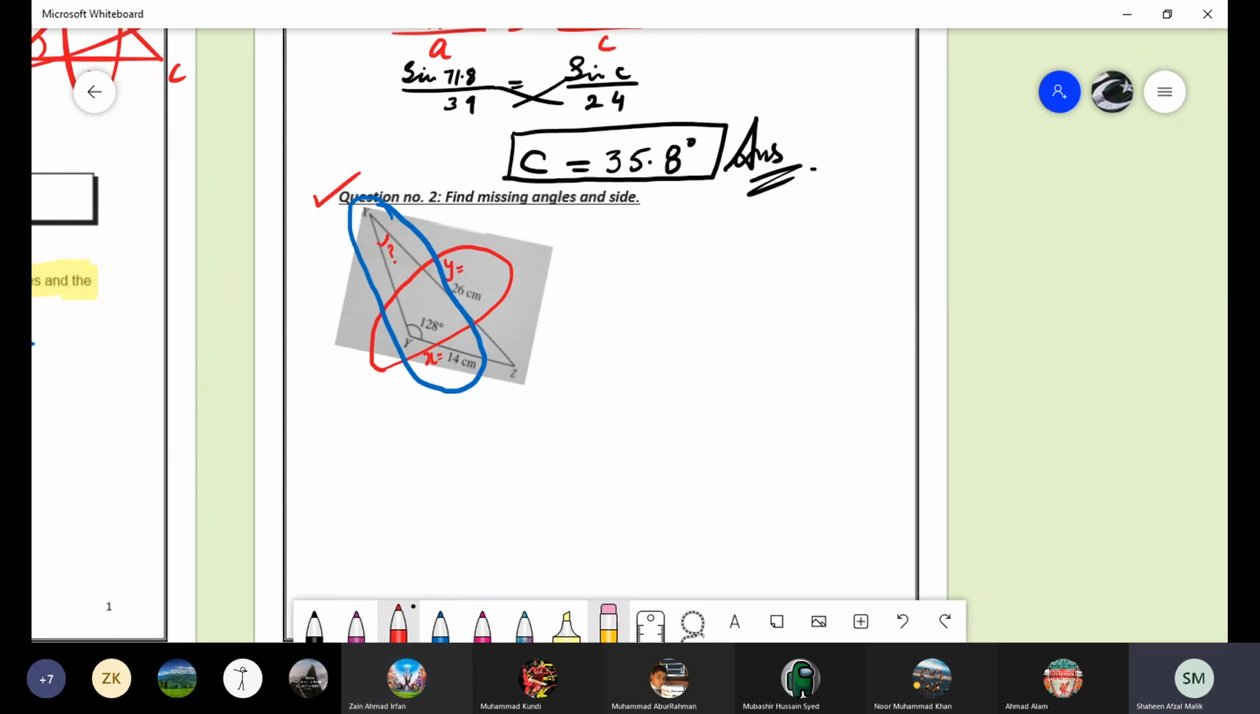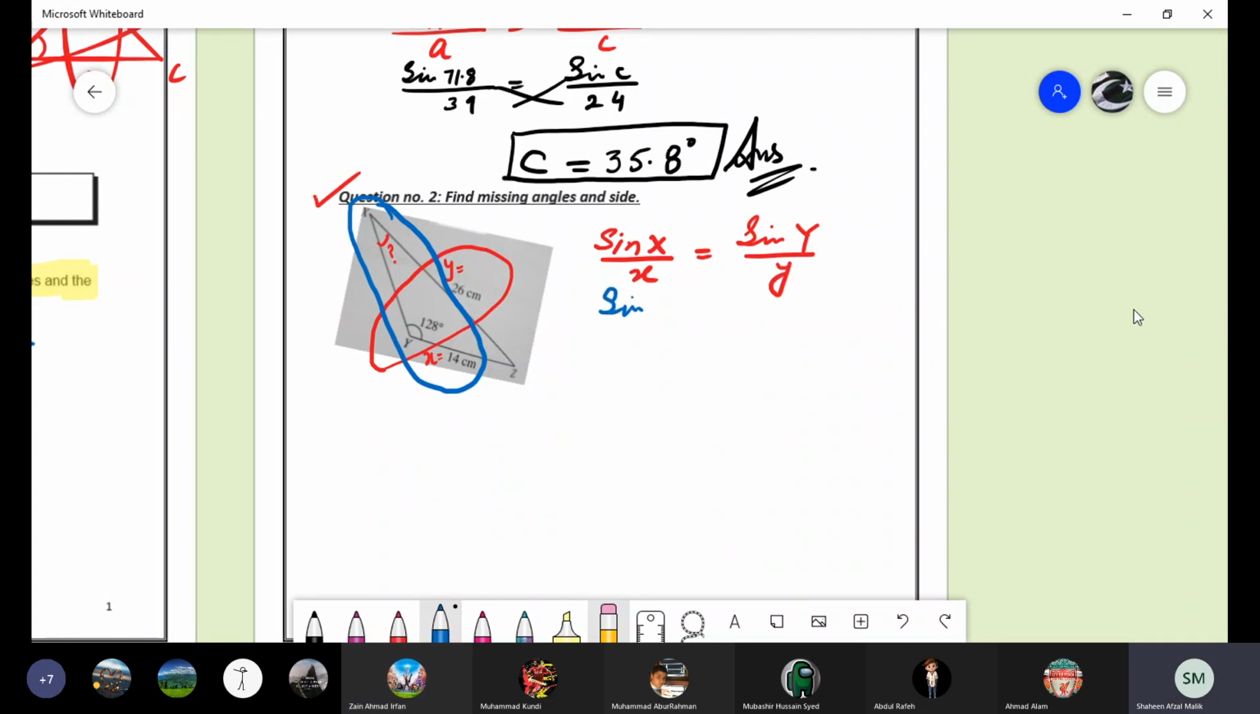Wait, someone wants to say. Yes, Abdul Rafi. Ma'am, we can find Z by the area formula easily. Yes, Z we can find by the area formula, but first of all we have to find out X. Go for X first. Sin X over X is equal to the given pair, sin Y over Y. Okay, substitute the values here.